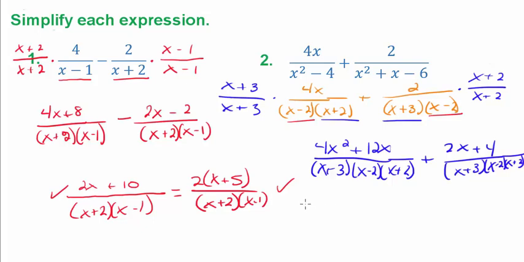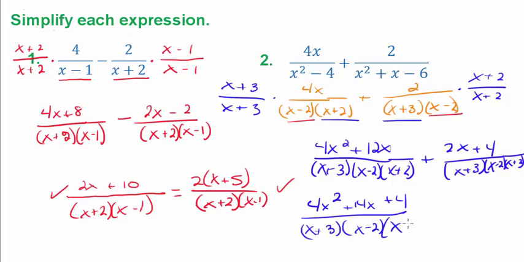From here, we do like we did in the last problem, which is combine like terms. So 4x squared, there is no like term with that, so it remains the same. 12x plus 2x is 14x, and we have nothing to add to the 4, so that remains plus 4. The denominator, again, will be x plus 3 times x minus 2 times x plus 2. Use your brain!